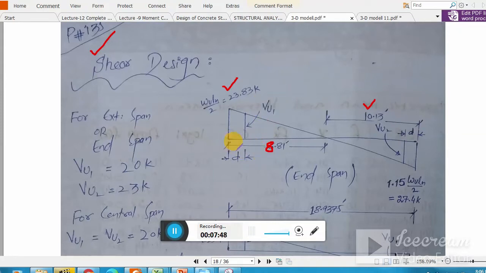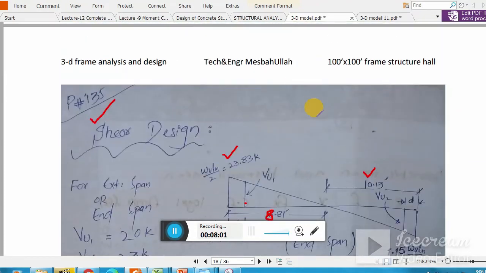This distance is 8.81, and this distance will be how much? From 8.81 you need to subtract d, and d here is 15.5 inch. Why is it 15.5 inch? Remember, although the d value is 15 inch, here the value has changed. We provide one layer of reinforcement, and that is number 6 bar. And I am providing number 4 stirrup.